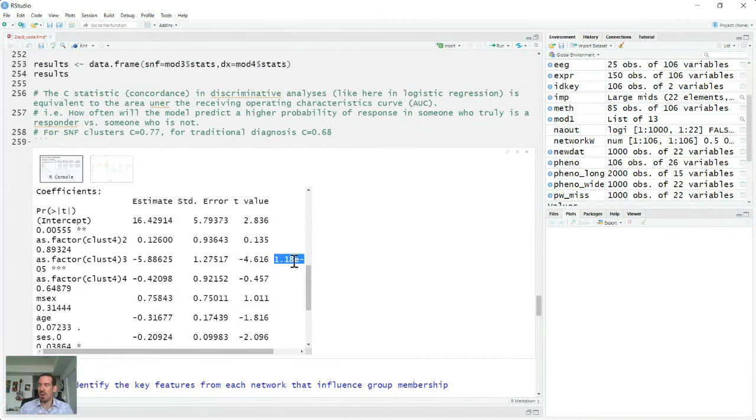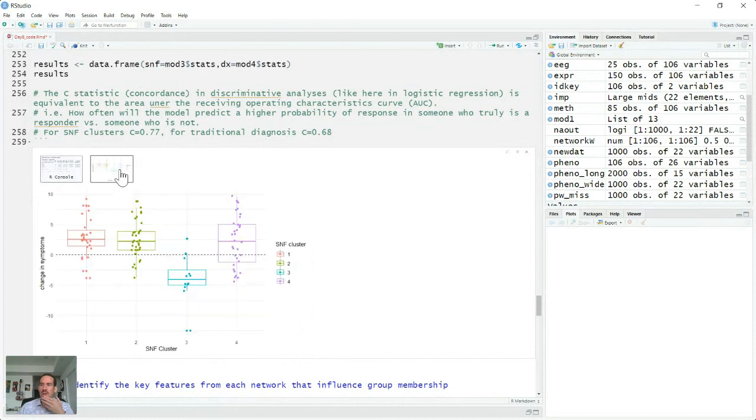Okay. 1.1 times 10 to the negative 5 is the significance ascribed to the beta coefficient for the difference of cluster 3 in contrast to cluster 1. These are all in contrast to cluster 1. This is how we interpret linear regression. I'd be happy to talk linear regression another time.